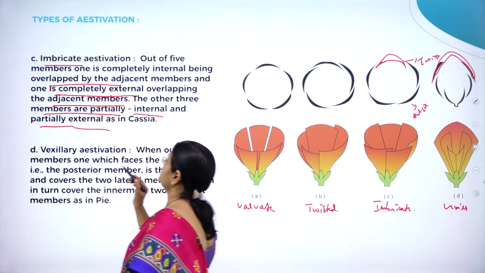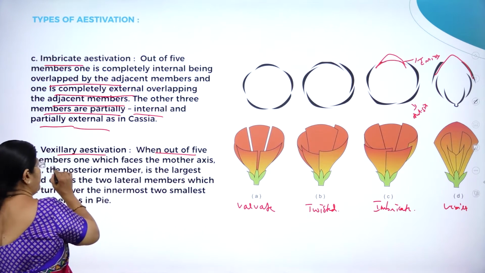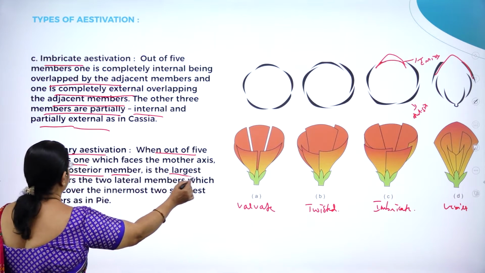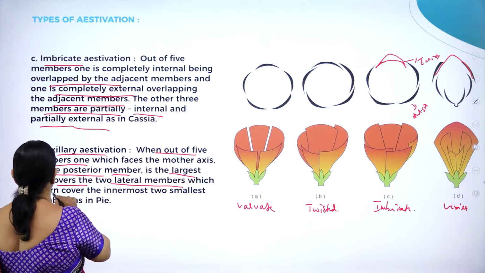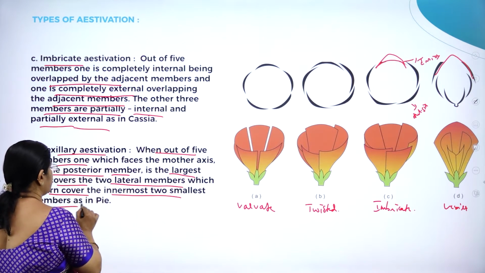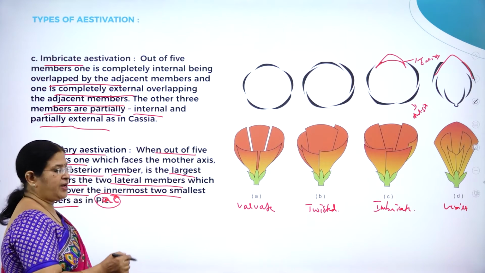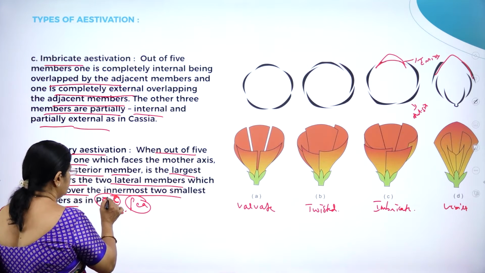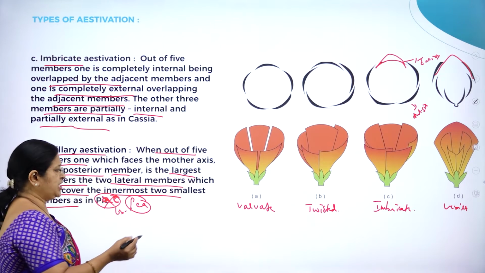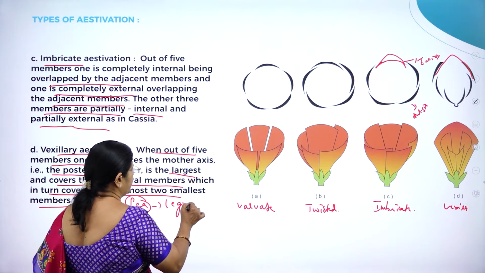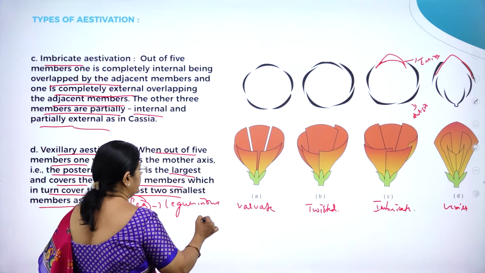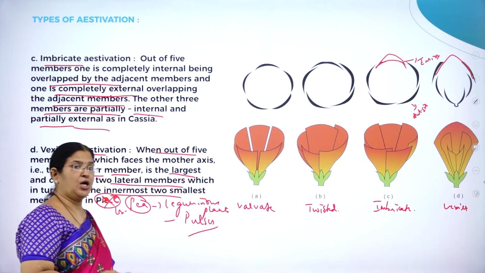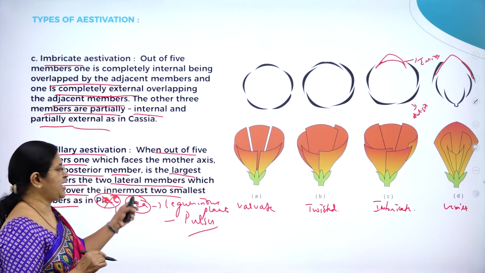So what is vexillary estivation? When out of 5 members, the one which faces the mother axis, that is the posterior member, is the largest and covers the 2 lateral members, which in turn cover the innermost 2 smaller members, as in pea plant. Usually you come across this in leguminous plants. We use a word called pulses.